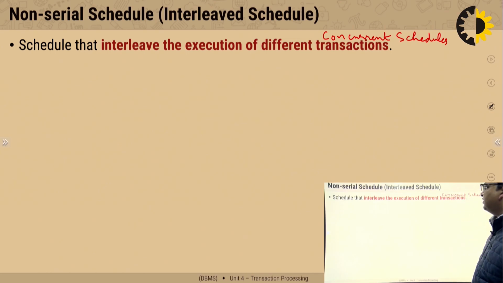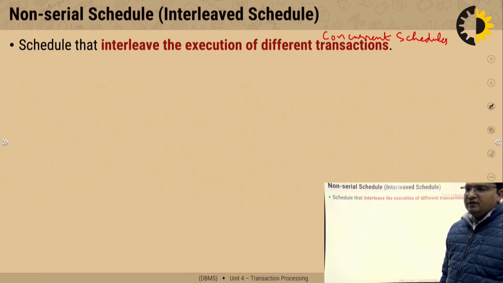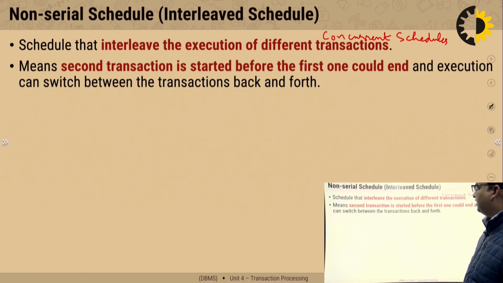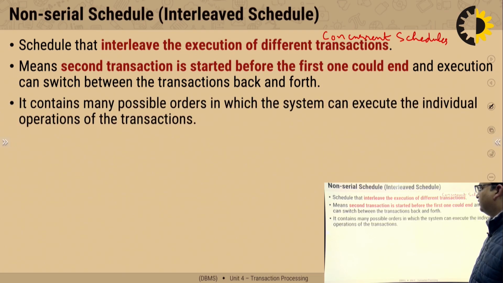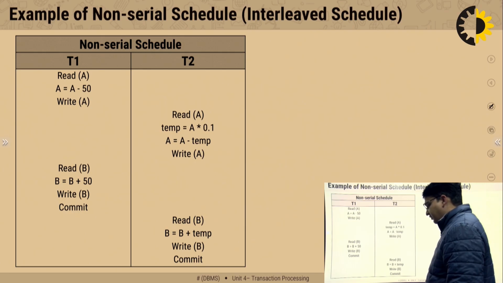These are schedules that interleave the execution of different transactions. That is, some instructions of one transaction execute, then in between, some instructions of other transactions get executed, and so on. Here, the second transaction is started before the first one could complete, and the execution switches between the transactions back and forth. It contains many possible orders in which the system executes the operations of the transactions. Now, this is an example of a non-serial schedule, that is, a concurrent schedule.